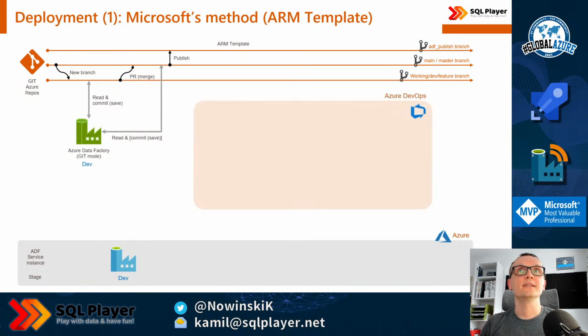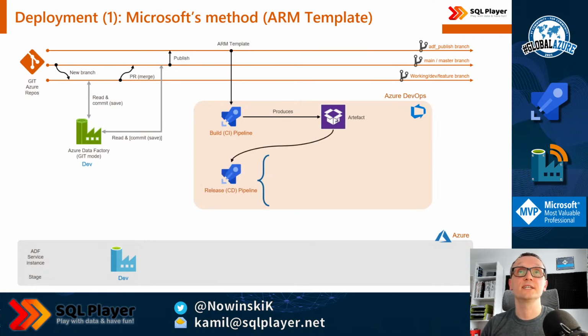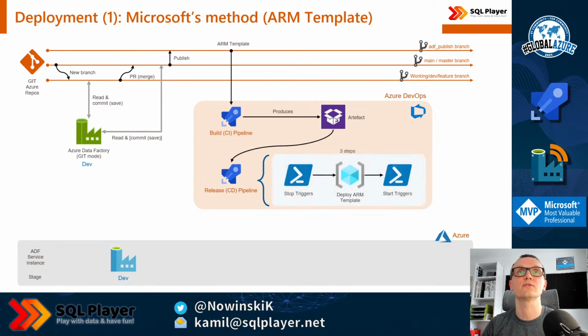Okay. So then, when we have Azure DevOps, for example, which we'll be using for building the CI/CD process, we create a build pipeline, which is responsible for CI, continuous integration, right? This CI will grab these ARM template files to produce an artifact. This artifact will be used in the release pipeline, in the continuous deployment. And having all those ARM templates, you can configure your steps to deploy this ARM template to the target environment, to the target instance of Azure Data Factory.